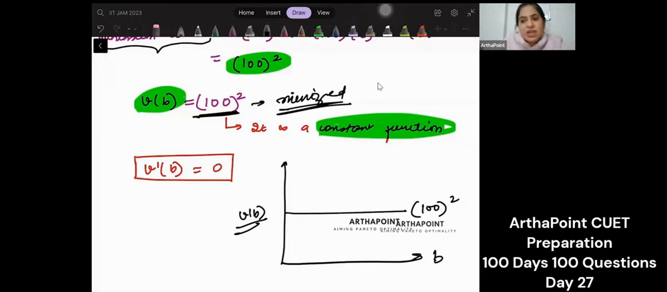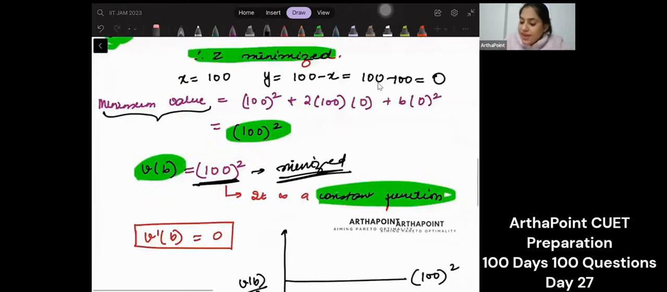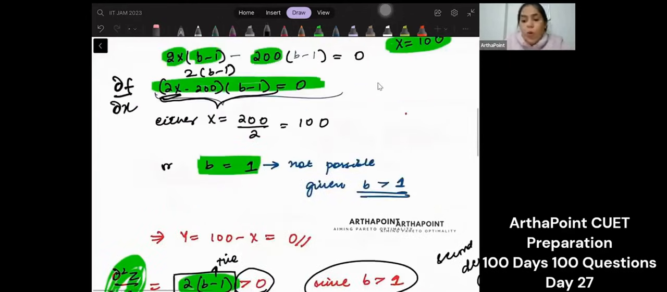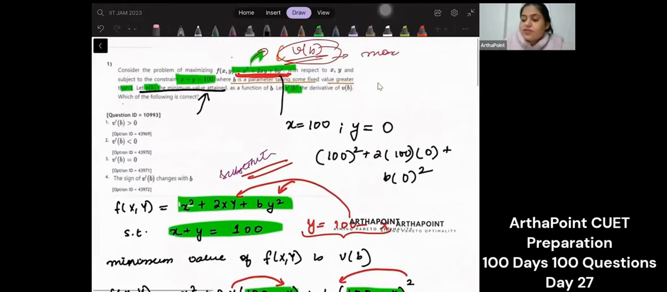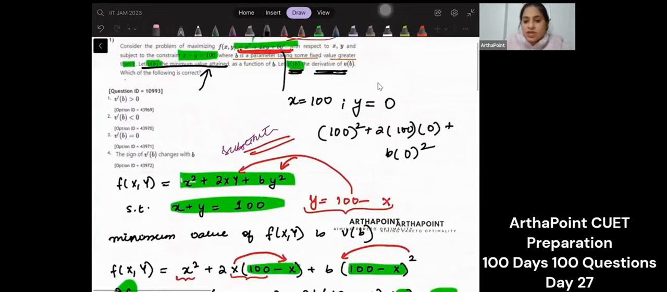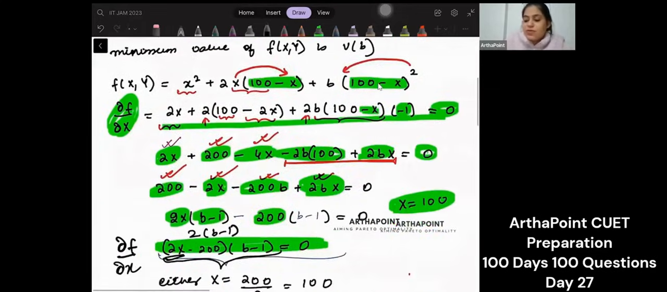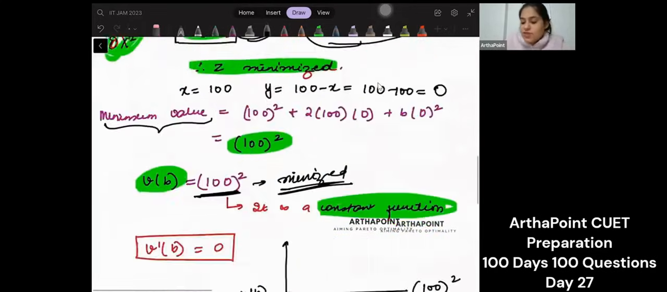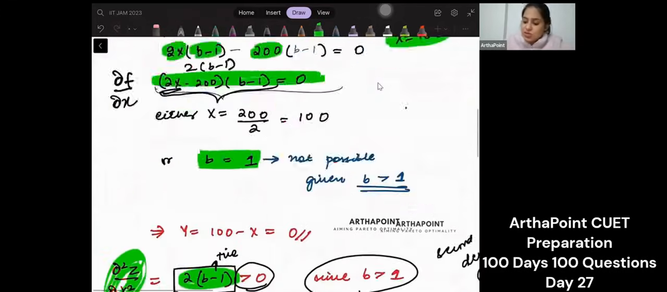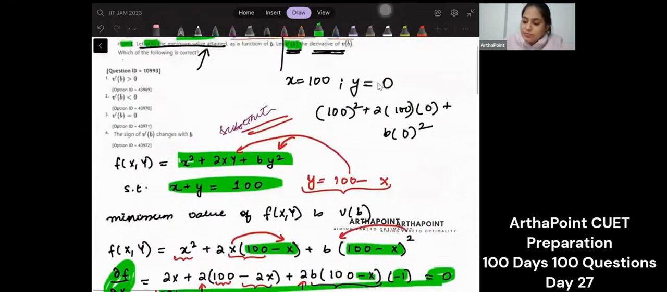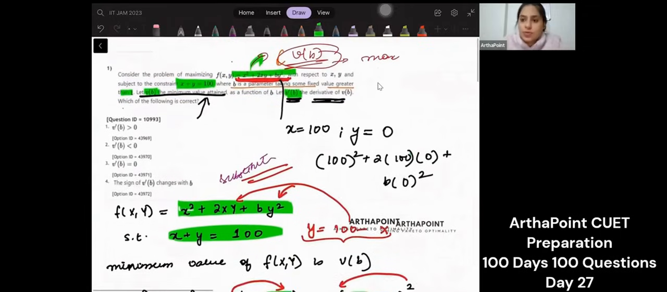We have got this minimized value. Now finally what is it saying? It is saying once you find this minimized value, find the derivative of that minimized value. Okay, iska differentiation nikal lo with respect to b. So if you differentiate V with respect to b, you will get 0 because this is a constant. So the answer is V dash b is 0. That's the answer to your question. So the third one is the correct option.